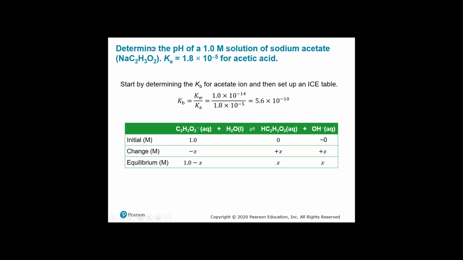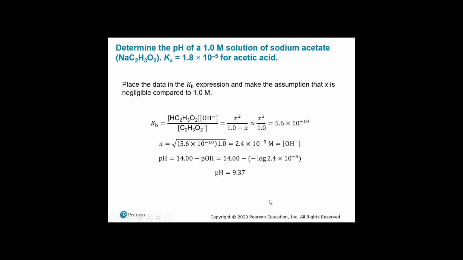So we set this up, and the sodium doesn't come into play because it doesn't affect the solution at all. So we want the Kb. Remember, we want to know what the hydroxide concentration would be in this case. So we bring it with the acetate ion plus water, and we have the equilibrium arrows with acetic acid and the hydroxide ion. So we set this up, and hopefully by now this seems sort of familiar of how to do this.